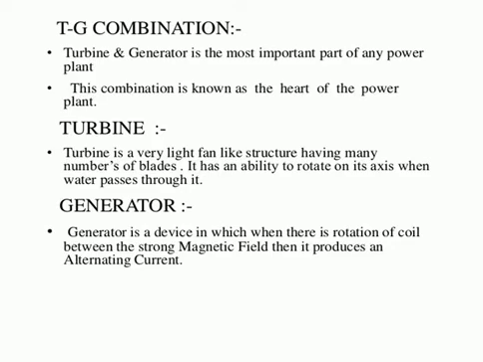Now we will start lecture 2, TG combination. TG combination means turbine and generator combination. The turbine and generator is the most important part of any power plant. This combination is known as the heart of the power plant.